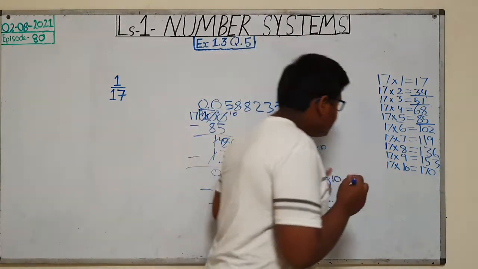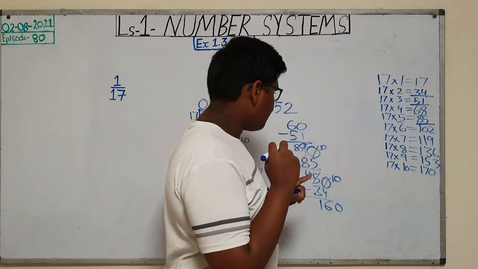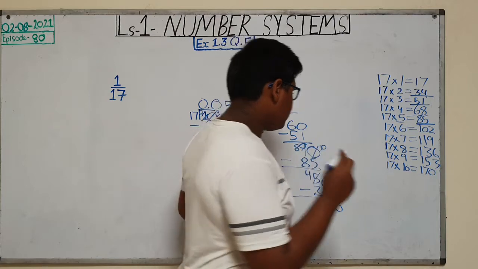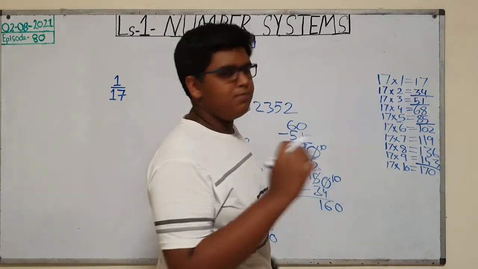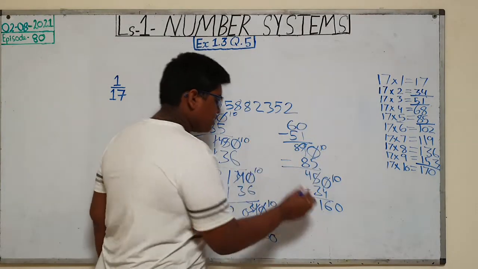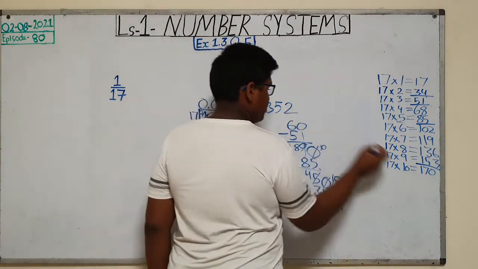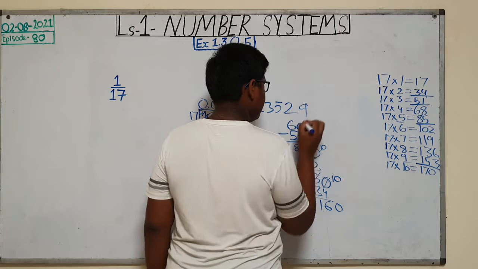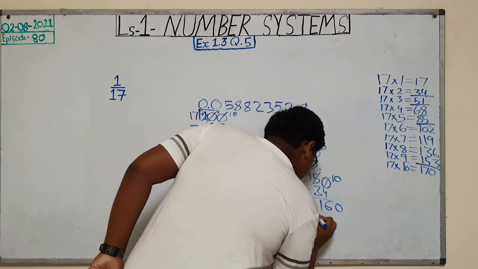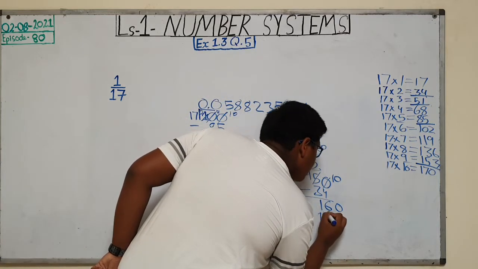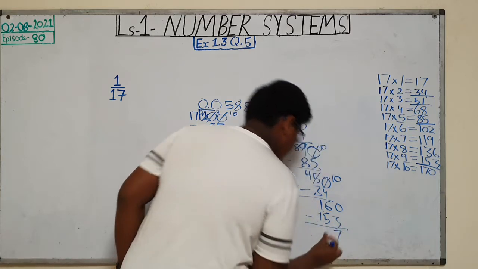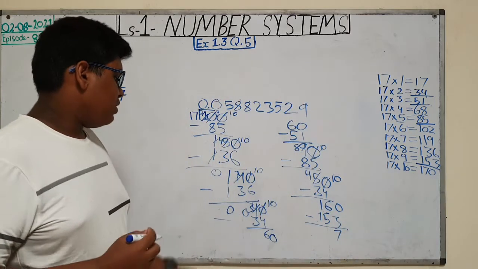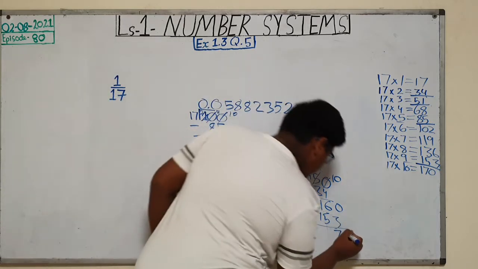Now when we have 160, which number can we take? So can we take 17 into 9? It's 153, right? Yes, we can take, because 153 is smaller than 160. So write the number 9 over here and subtract it with 153. So we get the answer as 7, right? The remainder is 7. Now when we have 7, let's add a 0.